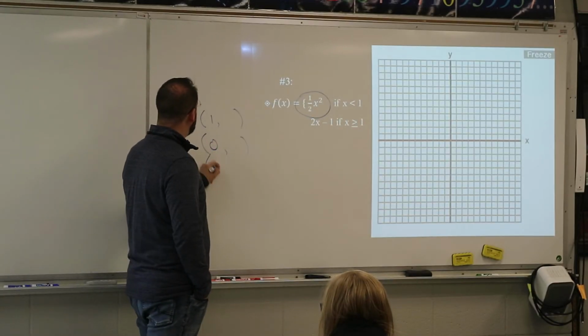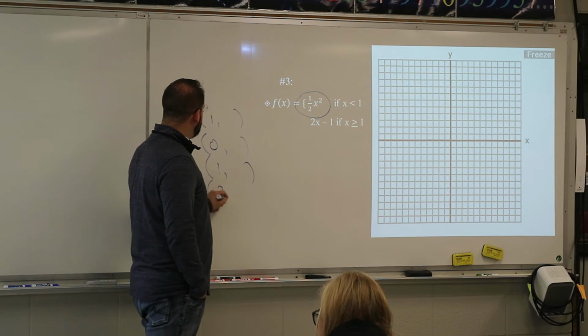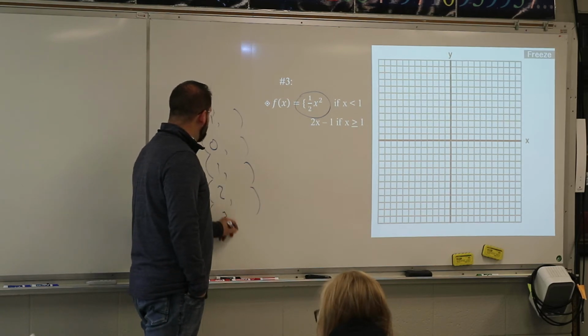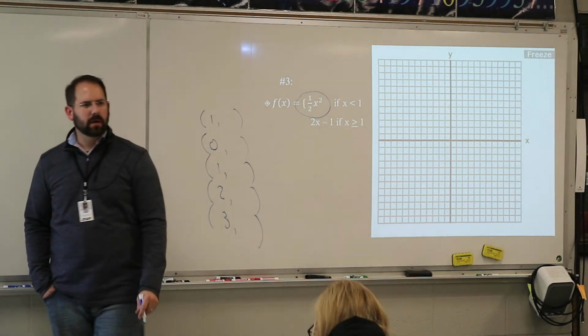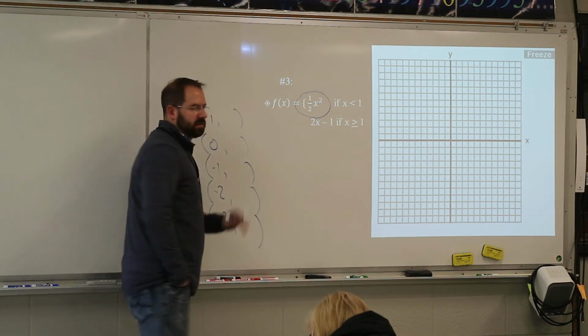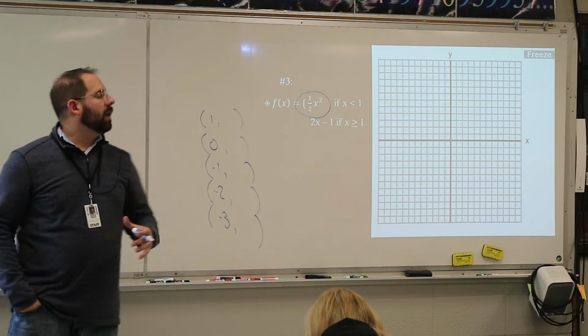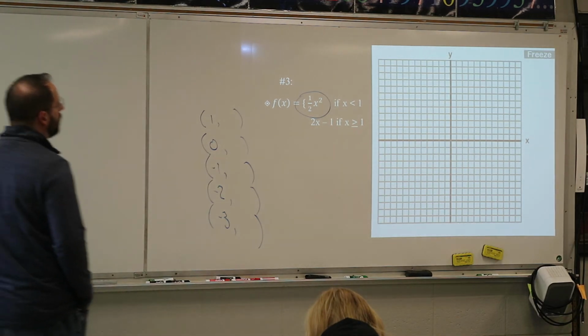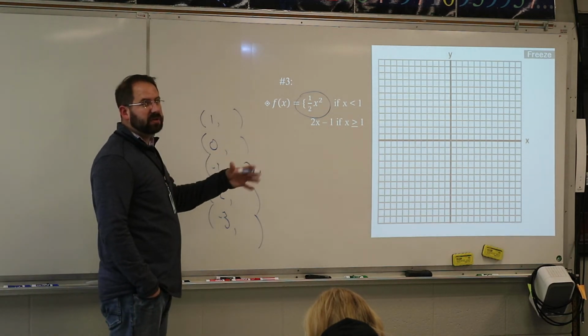0, 1, 2, almost done, 3. I don't care how many you plugged in. I just need to get a sense for where this thing is going. Any negatives. Negative 1, negative 2, negative 3. So I'm plugging in those numbers. When you do this, you have to square the number first, then cut it in half.